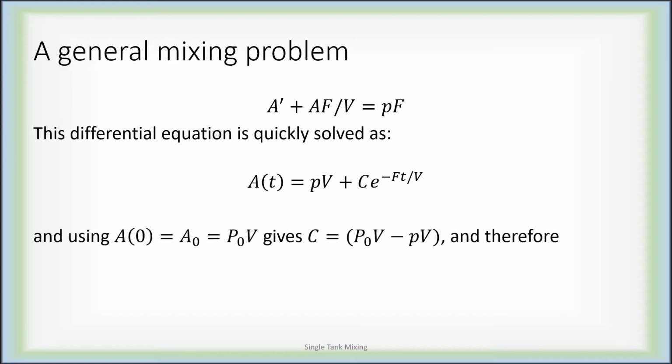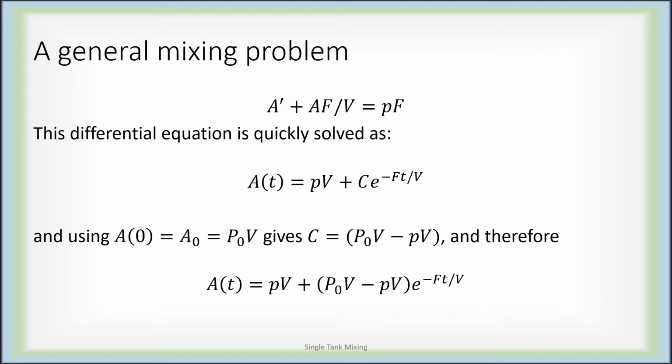Our initial condition was that A of 0 is A naught, which was just the initial concentration P naught times V. So coming here and setting t equals 0 makes this 1, allows us to solve for C is A sub 0, which is P0 times V, minus PV. So here is our constant C. It's P naught times V minus P times V. We now have a nice explicit solution right here. The amount of substance in our tank at time t is given by PV plus P naught V minus PV times e to the minus Ft over V.